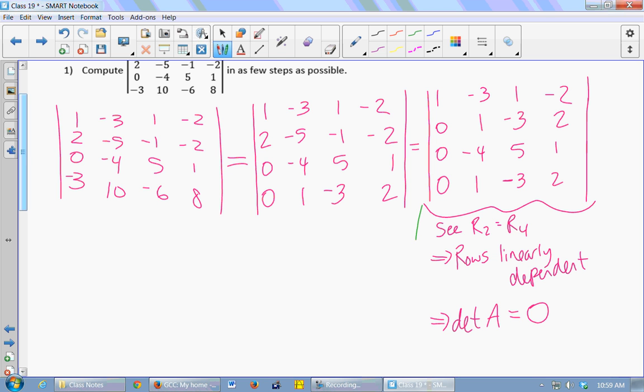All right, so that's a great observation. Good. But just for the sake of practicing this, I'm going to keep going so that we put this into echelon form, multiply along the diagonals, and you'll see that the determinant does come out to be 0. Okay, so Iris, what were you suggesting?